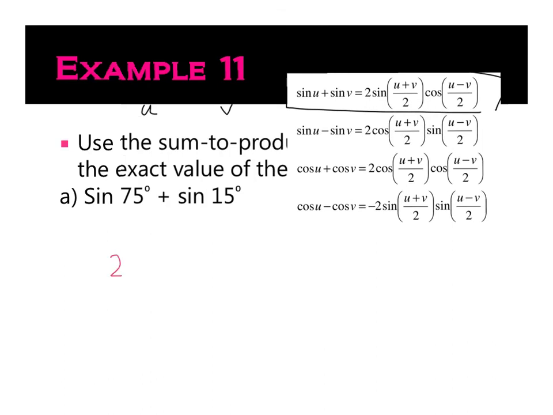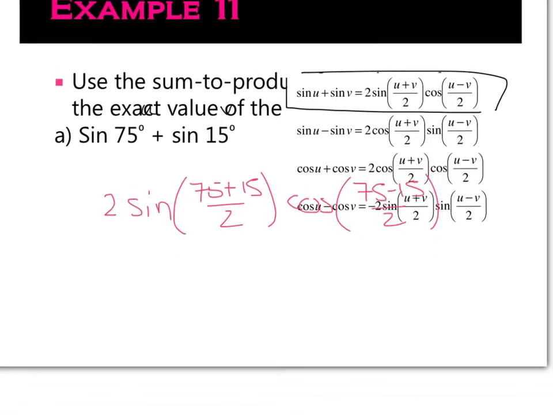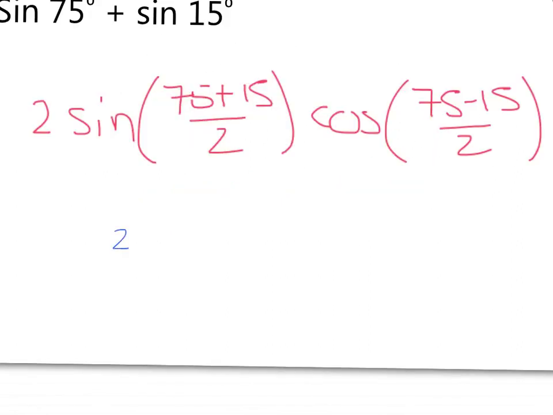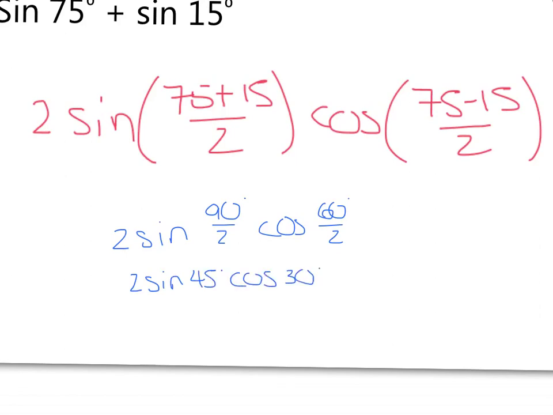So that is 2 sine of 75 plus 15, we're going to divide that by 2, cosine of 75 minus 15 divided by 2. And here we're going to get 2 sine of 90 divided by 2, and that's degrees, cosine of 60 divided by 2, and that's in degrees. So let's simplify that. We get 2 sine 45 degrees, cosine 30 degrees. And now we can use the unit circle to substitute the values. We know sine of 45 degrees is root 2 over 2, and cosine of 30 is root 3 over 2. Okay, when we simplify this, we end up with root 6 over 2.